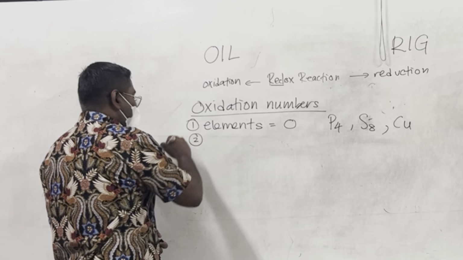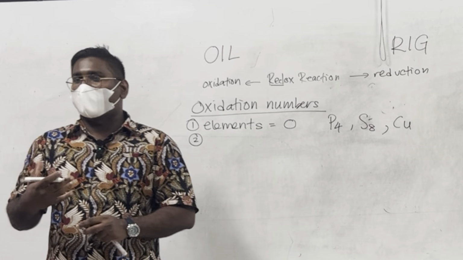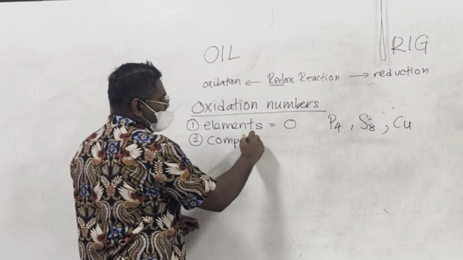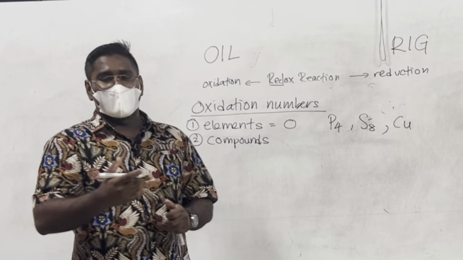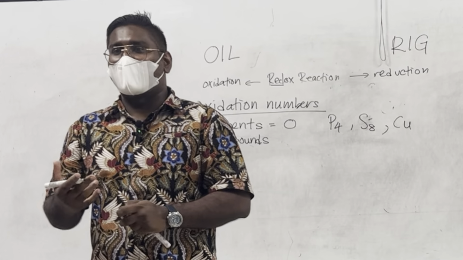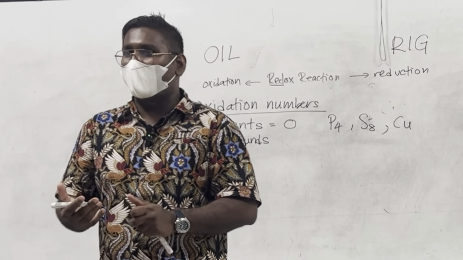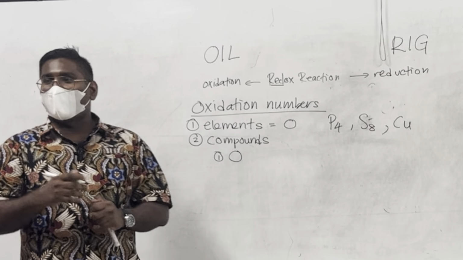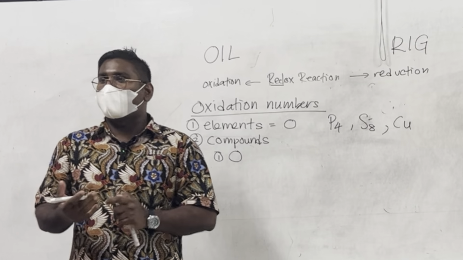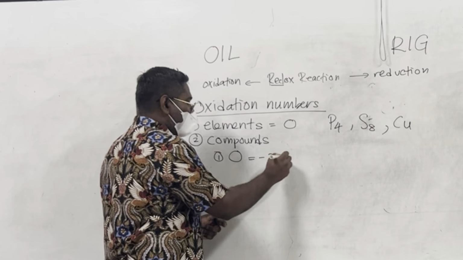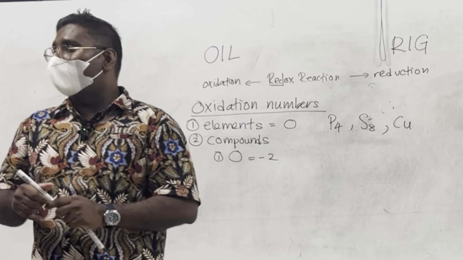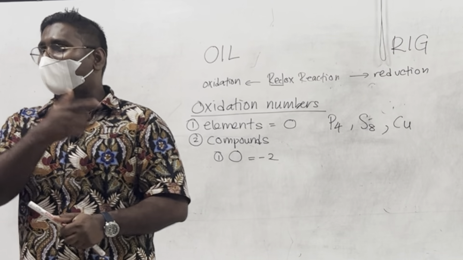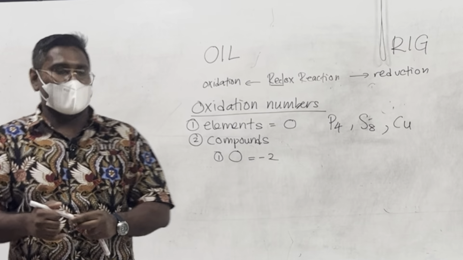The second rule is when we are looking at certain compounds. In certain compounds, we are going to have certain elements that will follow a certain oxidation number. For example, if I have oxygen in a compound, oxygen generally will have an oxidation number of -2. Always -2. But there are some exceptions, and we are not going to use these exceptions all the time.